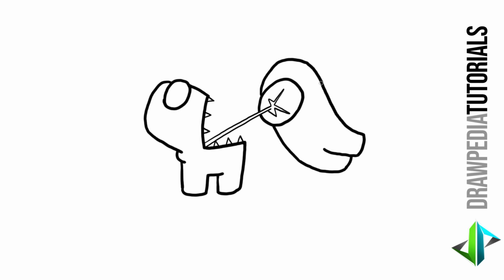Now for his back, I'm gonna draw a line diagonally out and turn it downwards at the side of his outfit and turn it back inwards diagonally to the left at this lower point.